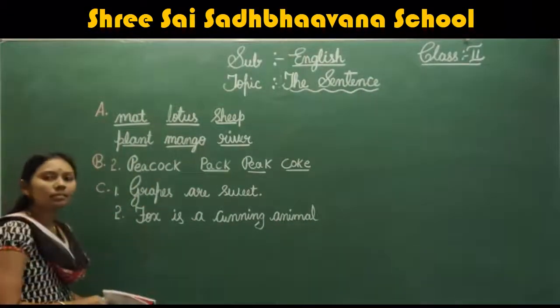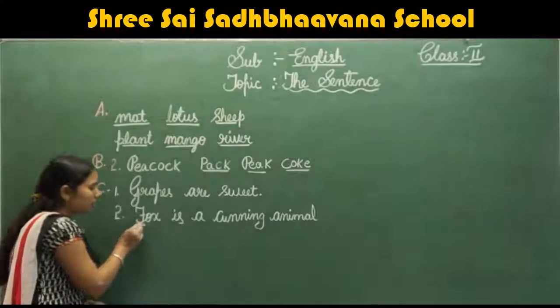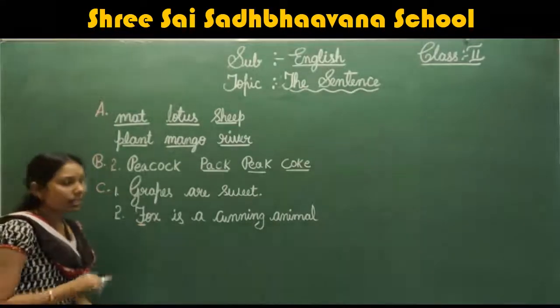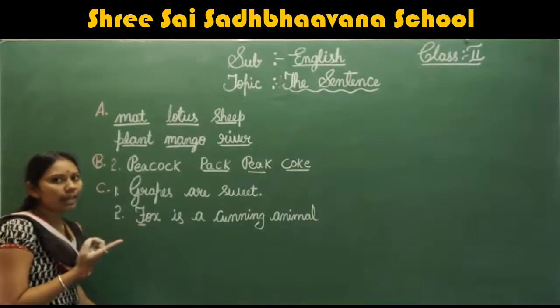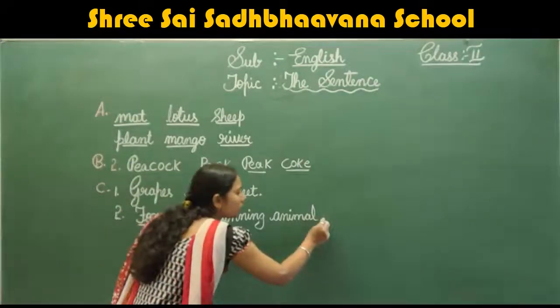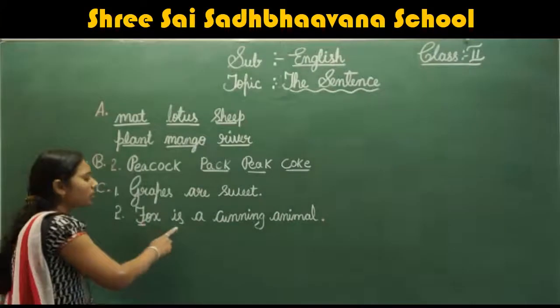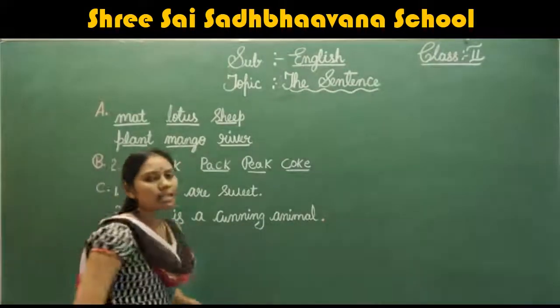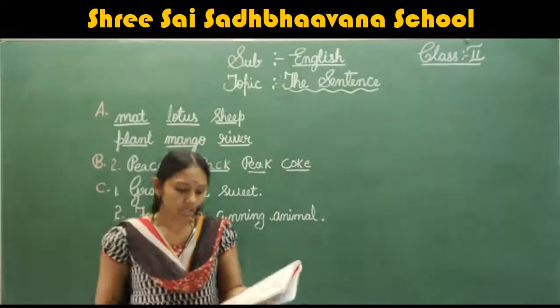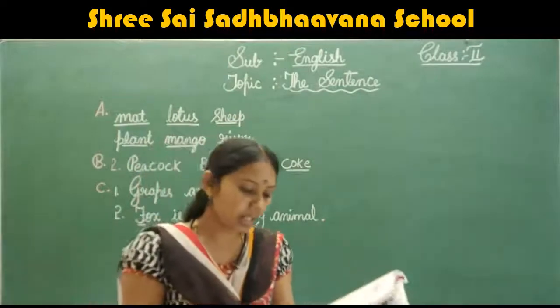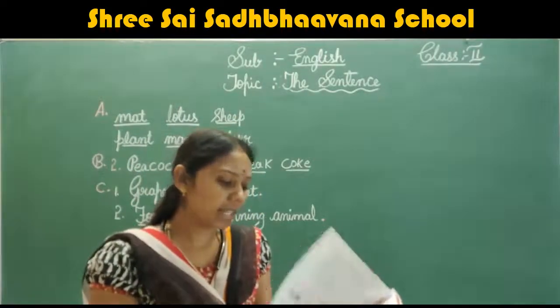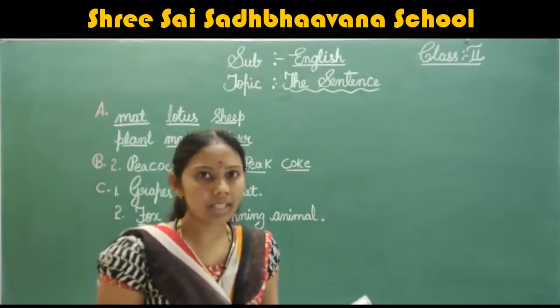Fox, capital letter. Sentence starts with the capital letter. And what we have to do? In the end, we have to keep the full stop. Okay? Fox is a cunning animal. Got it, children? Remaining everything, will you try? Ten are there. Try it.